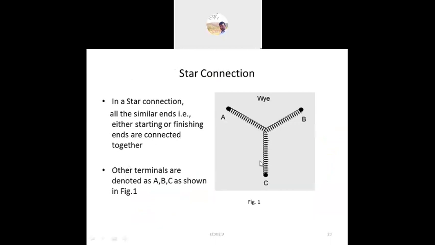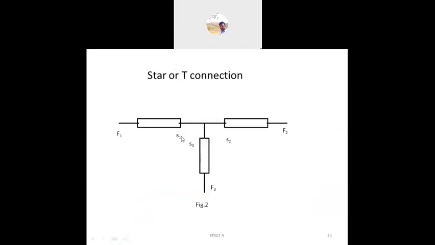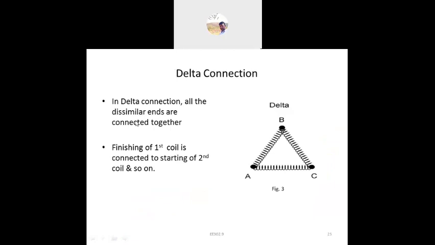So all the first ends, or finishing ends, are connected at one point, and all the second ends are connected at this point. Next, in the delta connection, all the dissimilar ends are connected together. Here this is positive, negative, positive, negative, positive, negative, or finishing end, starting end, starting end, finishing end. So in the delta connection, the finishing end of the first coil is connected to the starting end of the second coil.